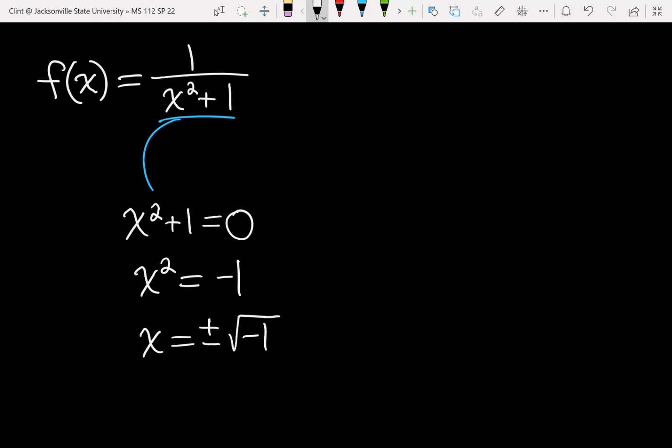What's the problem with that? Square root of negative 1 is i, so we get plus or minus i, and we don't care about complex numbers. So we're not worried if a complex number would make this thing undefined, because we're not dealing with complex numbers. We're only dealing with real numbers. So as far as real numbers, we can use any real number we want to. And so our domain on this one is negative infinity to positive infinity. Any x we plug in will work, any real number. So there's our domain talk.